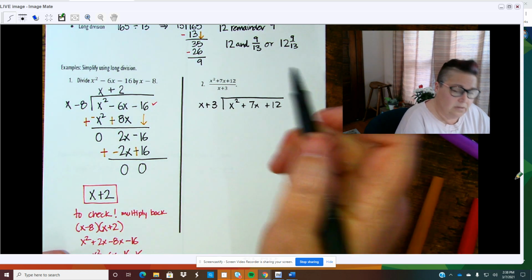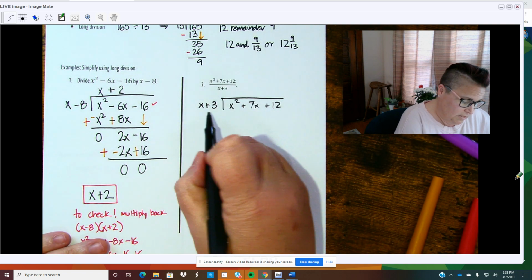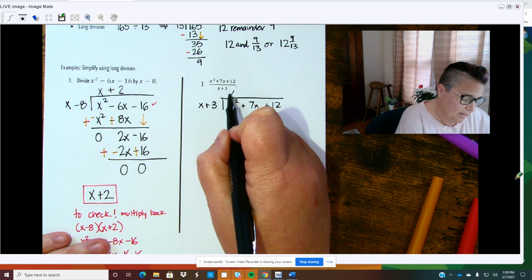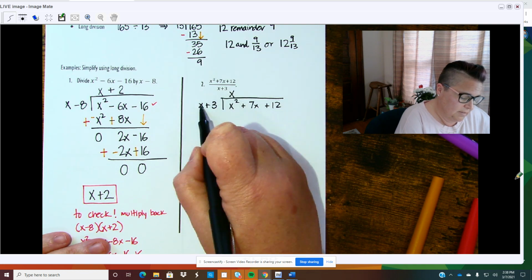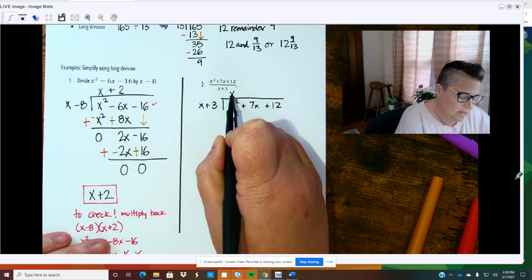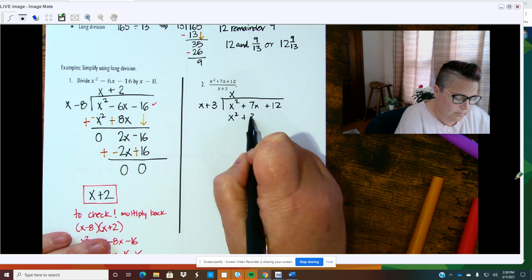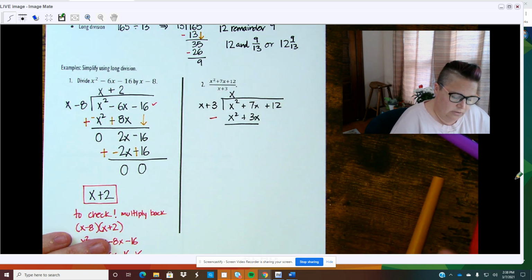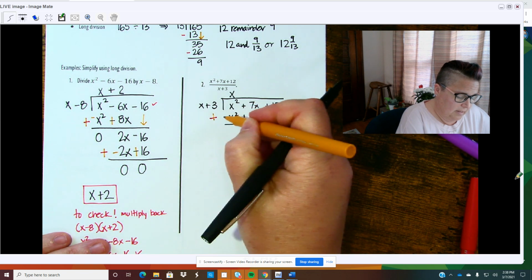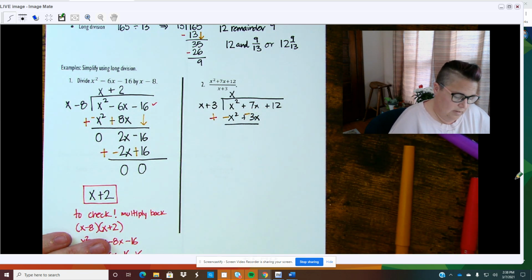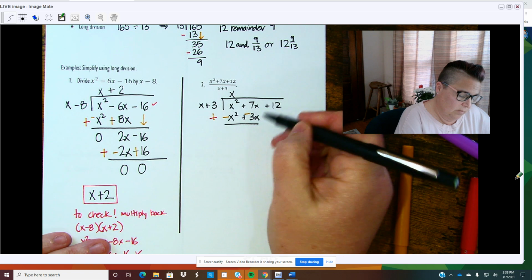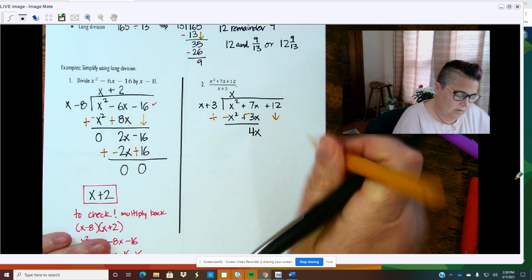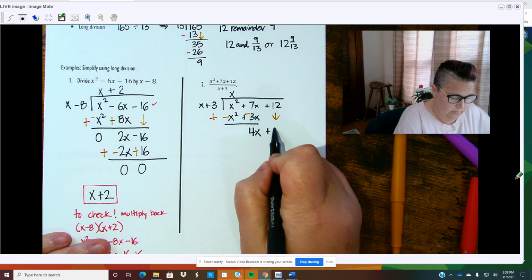Okay? So what we're going to do is x squared divided by x is x. Multiply back. X times x is x squared. X times 3 is a plus 3x. Draw that line. Subtract, which is the same as adding opposites. That's going to give us 0 here and 4x. Then we're going to bring down that plus 12.